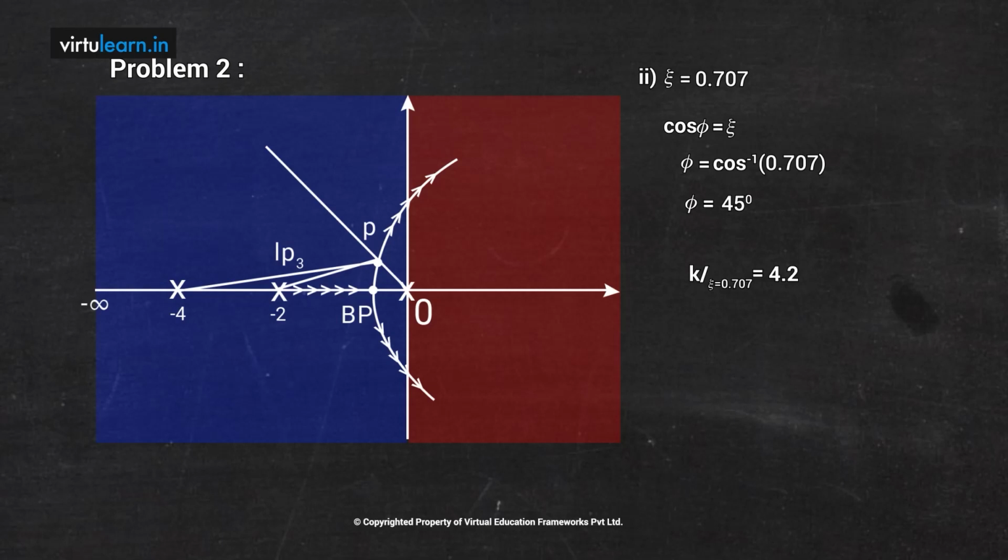This is an approximate value, because whatever you draw here is not the exact value. And this we can draw using the software called MATLAB. When you draw in MATLAB, you will get the exact graph and the exact value of K. But analytically and manually, we can draw the graph like this, and you can find out the K value. As I said, we can also use the magnitude condition to find the K value. That also we can do.